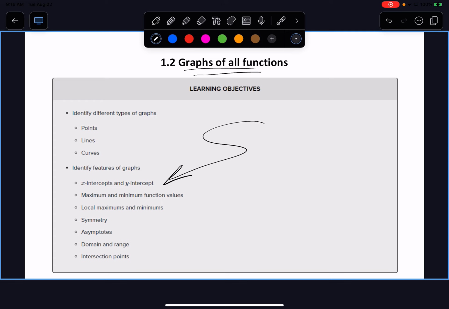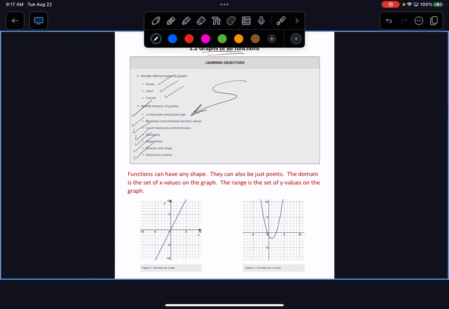They're going to ask you to identify, what does the graph look like? Is it just a set of points? Is it a line? Is it a curvy graph? What are the x-intercepts? Where's the max and min values? Where's the local max and mins? Where's the symmetry, if any? Asymptotes, domain, range, intersection points. It's pretty basic. You're just going to look with your eyeballs.